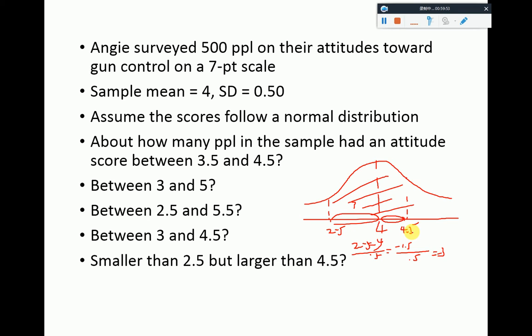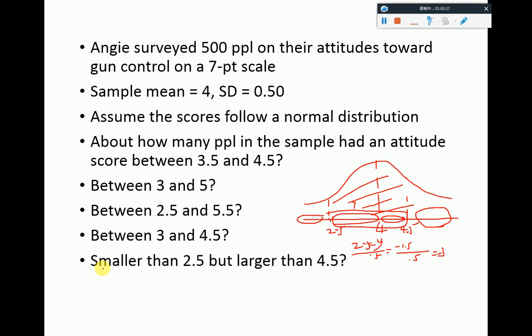4.5. But wait a minute, this is not what we want. We want any value that's smaller than 2.5 but greater than 4.5. But solving this is easy once we can figure out the probability of observing any score that falls in this interval.